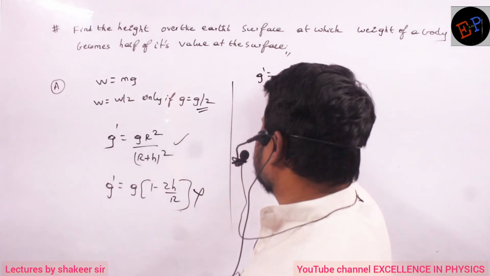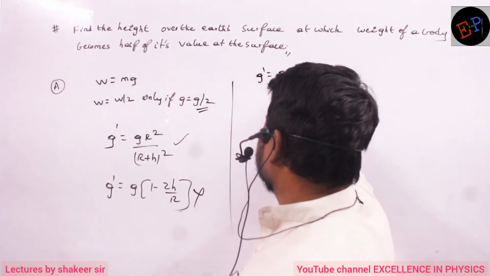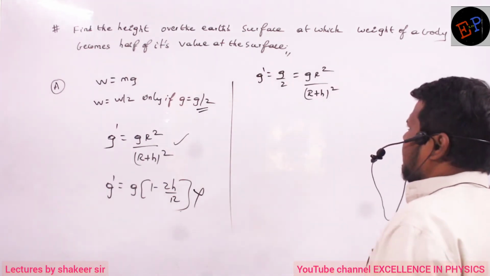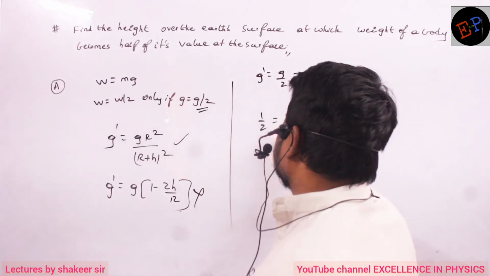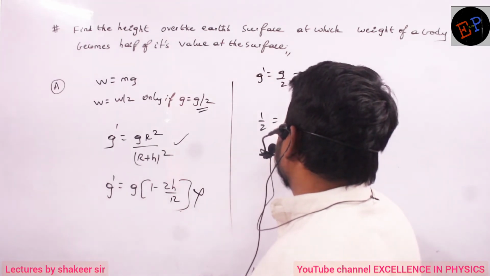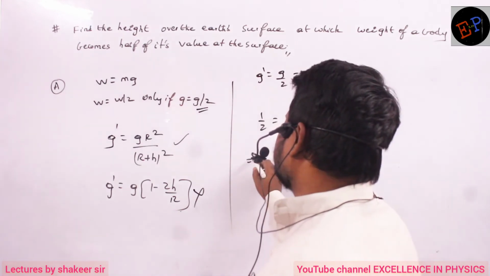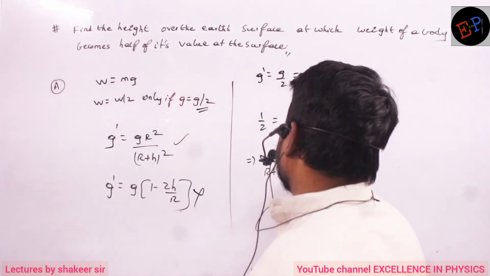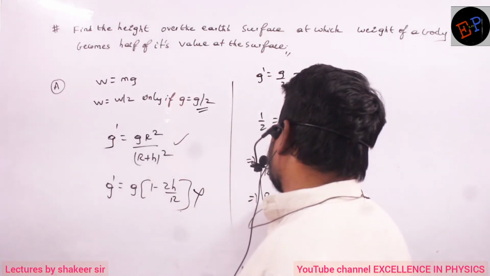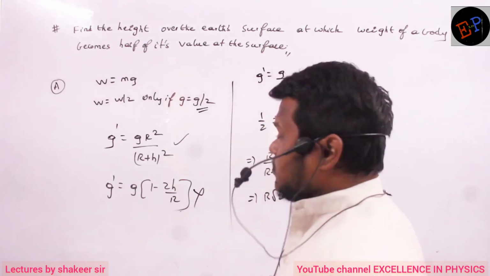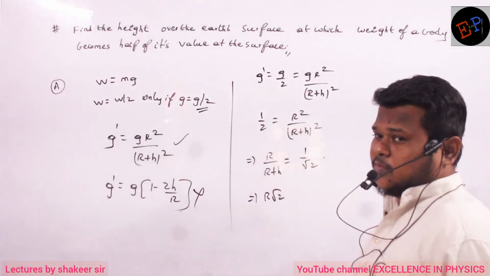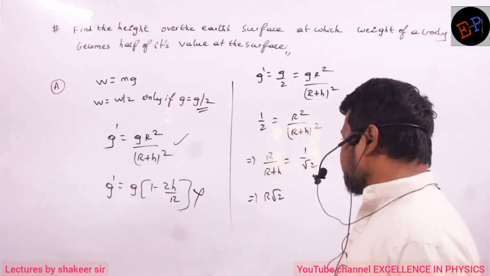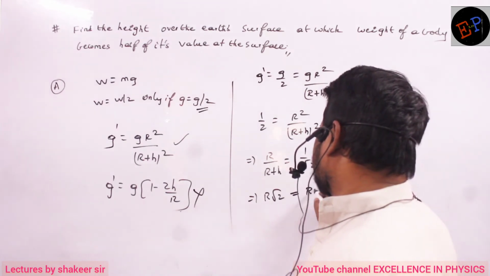So g dash is equal to g by 2, is equal to g R square divided by R plus h whole square. Okay. So therefore 1 by 2 is equal to R square divided by R plus h whole square. Taking square root on both sides, 1 by root 2 is R by R plus h. Okay, Amma? I am not squaring, I am taking root on both sides. Square and square are there, no? So R root 2 is equal to R plus h.